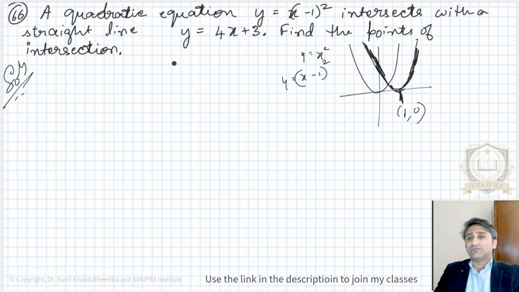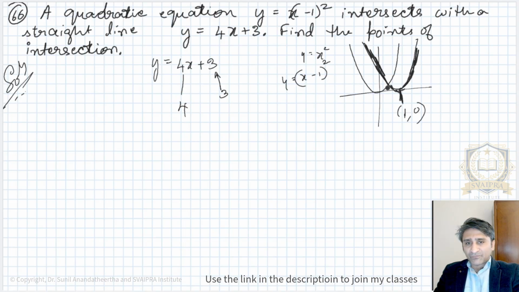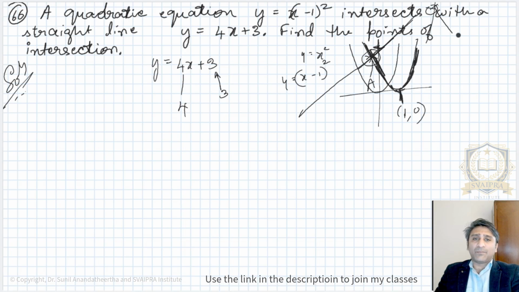So we then have a line, y equals 4x plus 3. Therefore, the y-intercept is 3, and the gradient of this equation is 4. Pretty steep gradient. So it meets the y-axis at 3, and that's the equation of this line. It meets here, but it could also meet on the other side. Let's find out where exactly it meets. So we are trying to find points A and B.